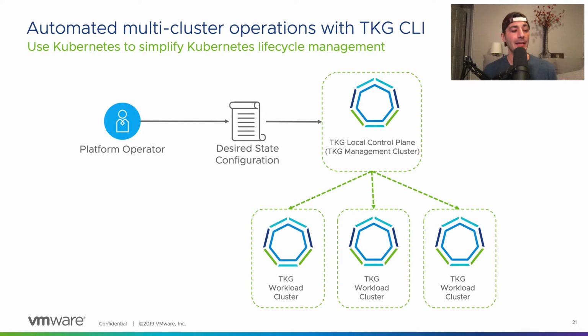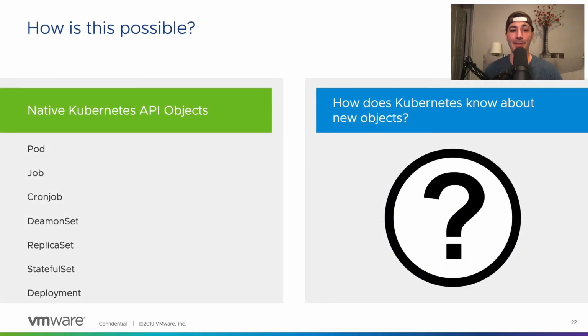However, what's happening is that I am creating new objects inside of there to actually make this happen. This is what I was leading at: we have native Kubernetes API objects today. We've got pods, stateful sets, deployments, everything like that. That's what Kubernetes natively knows about. So how do we get it to know about new objects? How does it know how to build virtual machines? How does it know how to build virtual clusters?